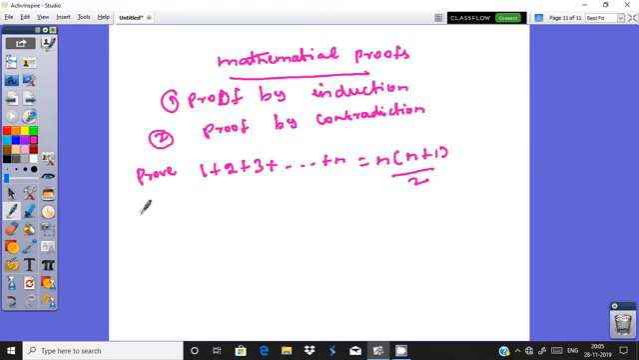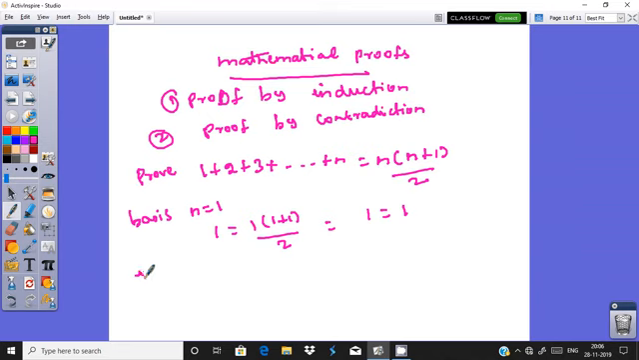First check the basis condition. For the basis, you assign n equal to 1. You have to prove that the left side is equal to the right side, LHS equal to RHS. When you apply n equal to 1 on the left side, it is 1, and on the right side, 1 into 1 plus 1 divided by 2 is equal to 1. So 1 is equal to 1. Hence it is true.